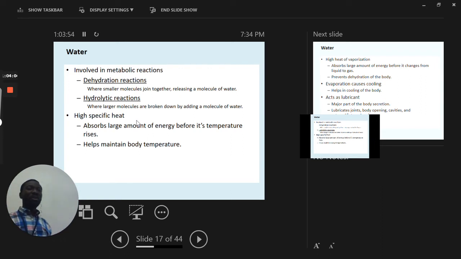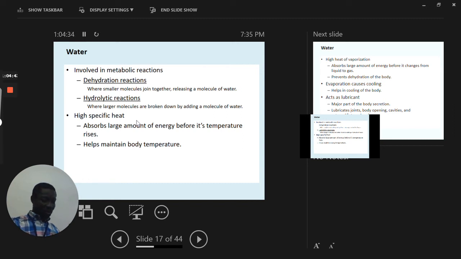Then hydrolysis, or hydrolytic reaction. Now when you say hydrolysis, lysis means break. Hydro is water. To lyse is to break. So it's breaking a bond with a water molecule. It's the addition of a water molecule to break a bond, so it's the opposite of dehydration. Dehydration is removal of a water molecule to form a bond. Hydrolysis is breaking a bond with a water molecule.